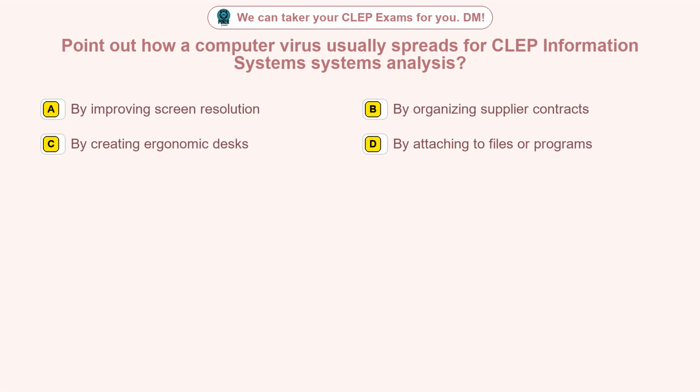Question 39. Point out how a computer virus usually spreads for CLEP Information Systems analysis. Option A. By improving screen resolution. Option B. By organizing supplier contracts. Option C. By creating ergonomic desks. Option D. By attaching to files or programs. The correct answer is option D. By attaching to files or programs.